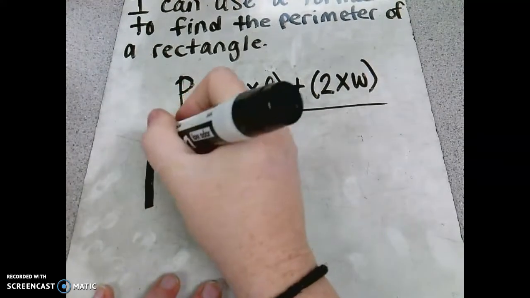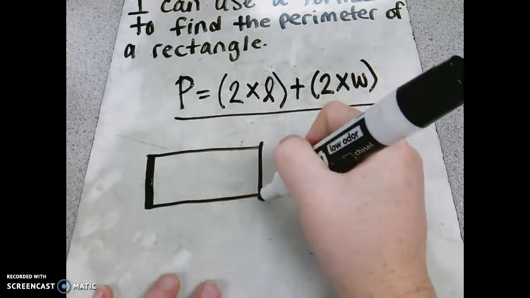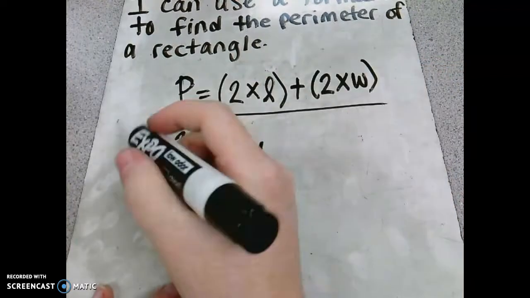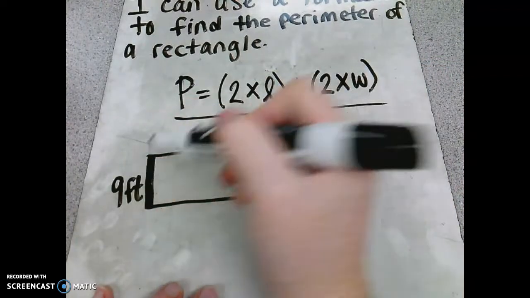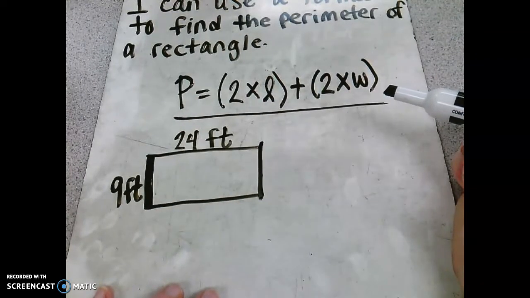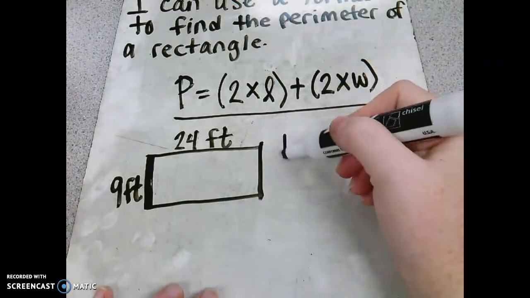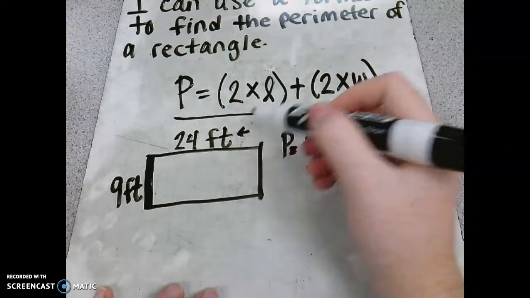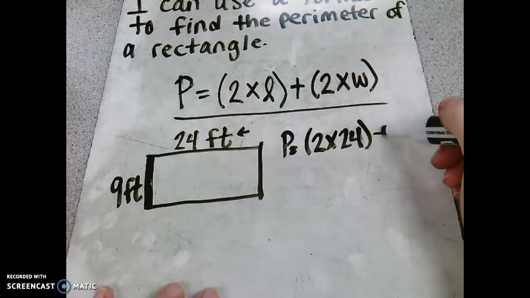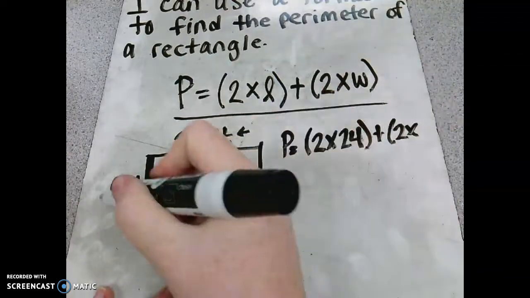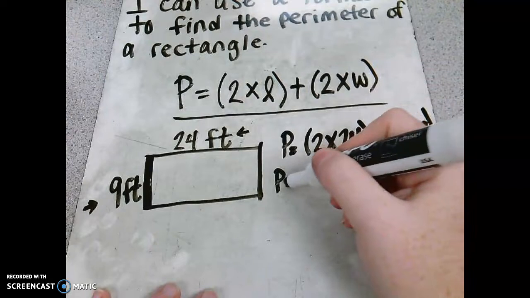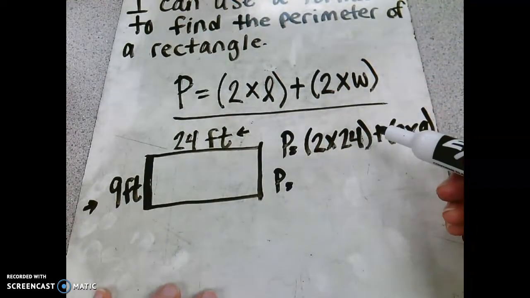Our first rectangle is going to be 24 feet on one side and 9 feet on the other side. Now we need to plug these numbers into our equation. So we have perimeter equals 2 times length, which is 24 feet, plus 2 times width, which is 9 feet. Okay, so we have perimeter equals 2 times 24. Do you know what 2 times 24 is?